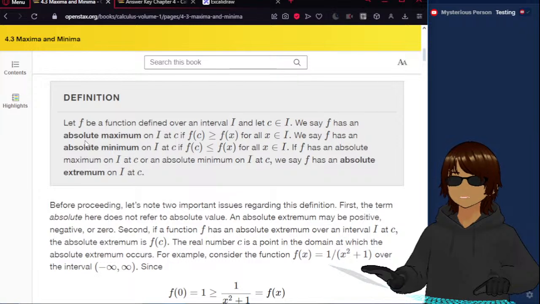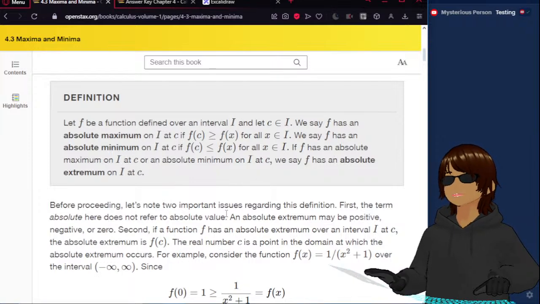We say f has an absolute maximum on I at c if f of c is greater than or equal to f of x for all x in that interval. We say f has an absolute minimum on I at c if f of c is lower than or equal to f of x for all x within that interval. An absolute minimum or a maximum is an absolute extremum.